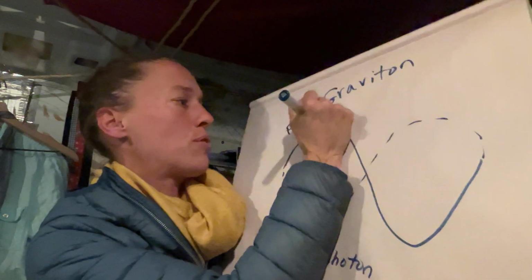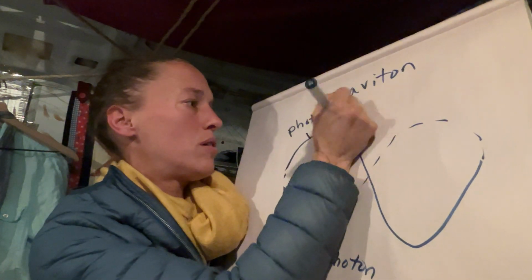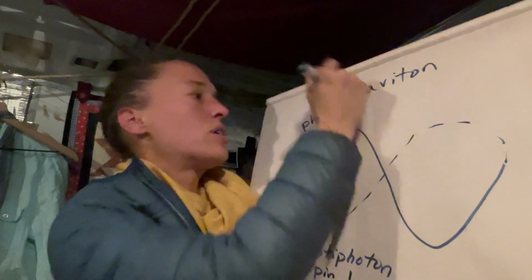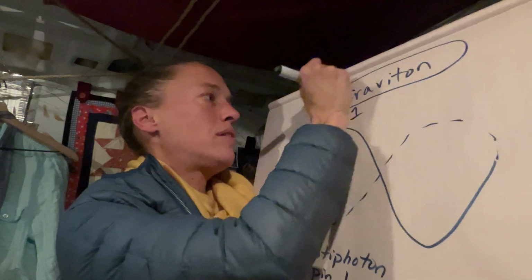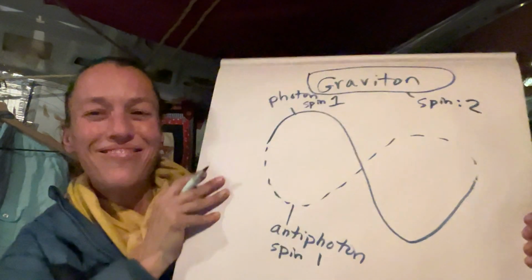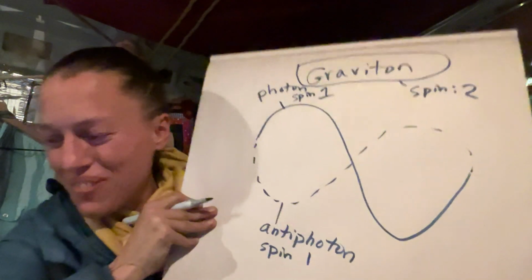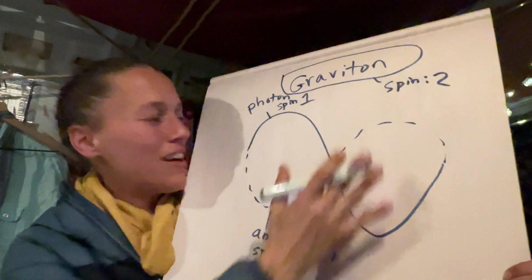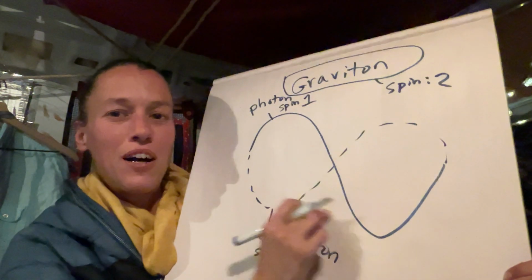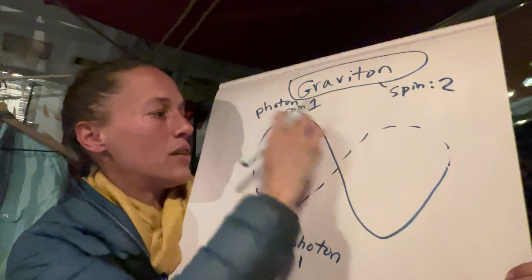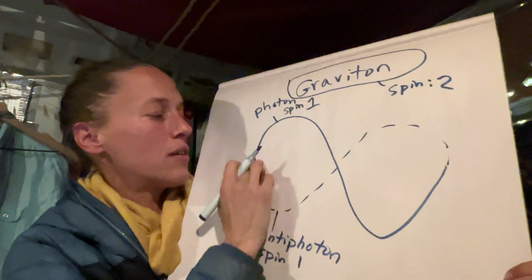So this is a photon that has spin 1, and the antiphoton has spin 1. So this whole thing is a graviton that has spin 2. Okay, I'm not an expert by any means with this, but this is a coupled photon and antiphoton pair. So they're coupled together here. Two photons. Photon and an antiphoton.